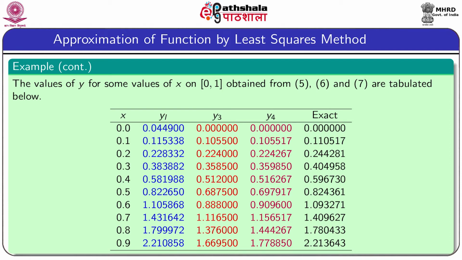Note that the second column, that means the value obtained by least square methods and the exact value, are almost similar compared to the third column and fourth column. That means we can conclude that the least square approximation is better than the Taylor series approximation.